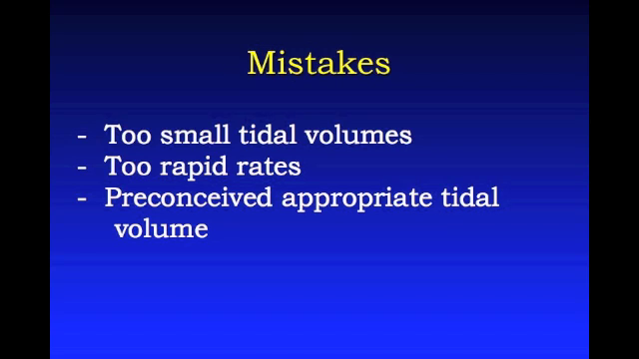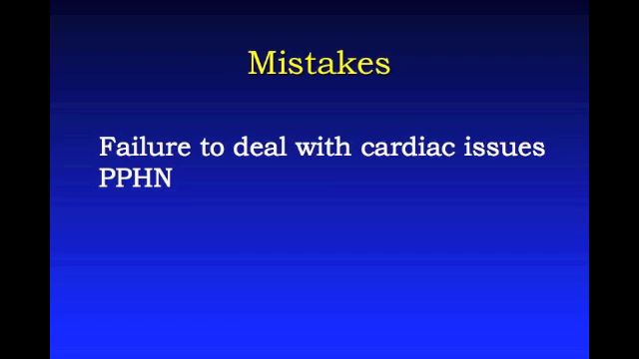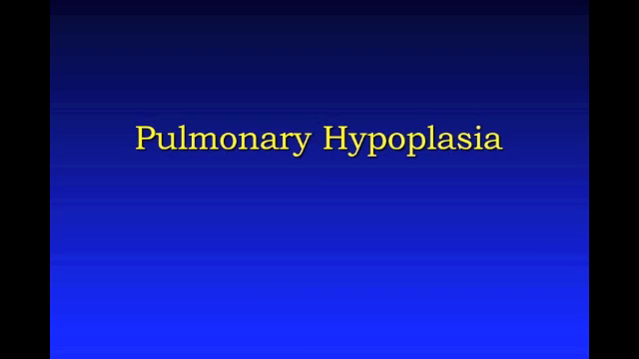And many of these patients have severe pulmonary hypertension, and if you don't deal with the pulmonary hypertension, you're going to be treating pulmonary hypertension with high oxygen, which will hurt the lung and lead to worsened problems from that standpoint. Pulmonary hypoplasia. Well, it comes in 2 types.